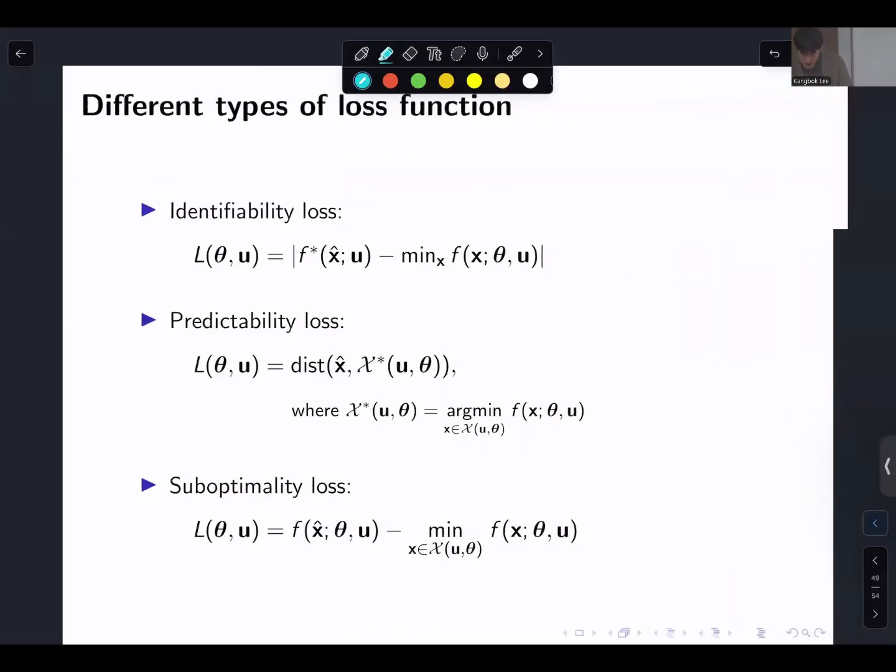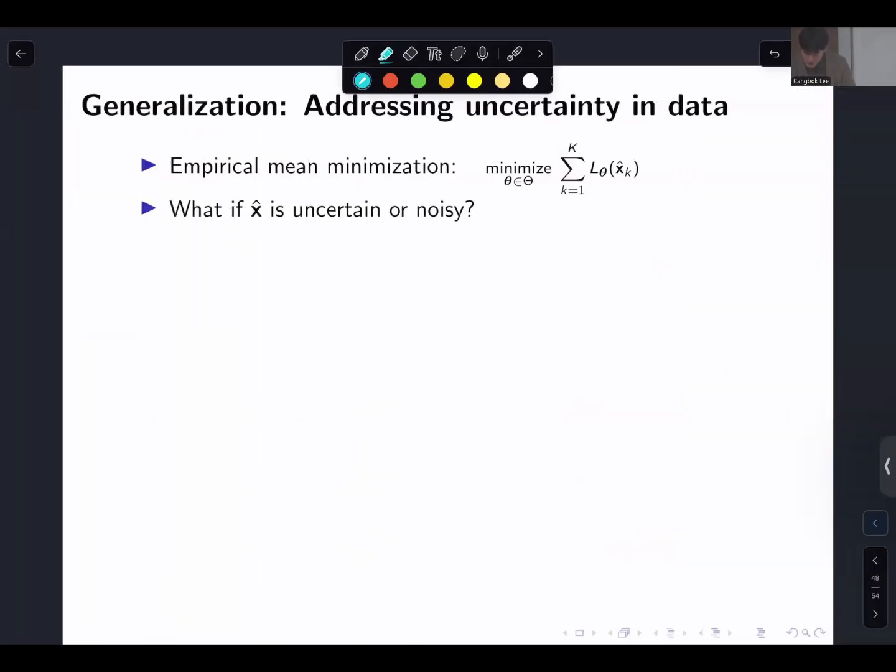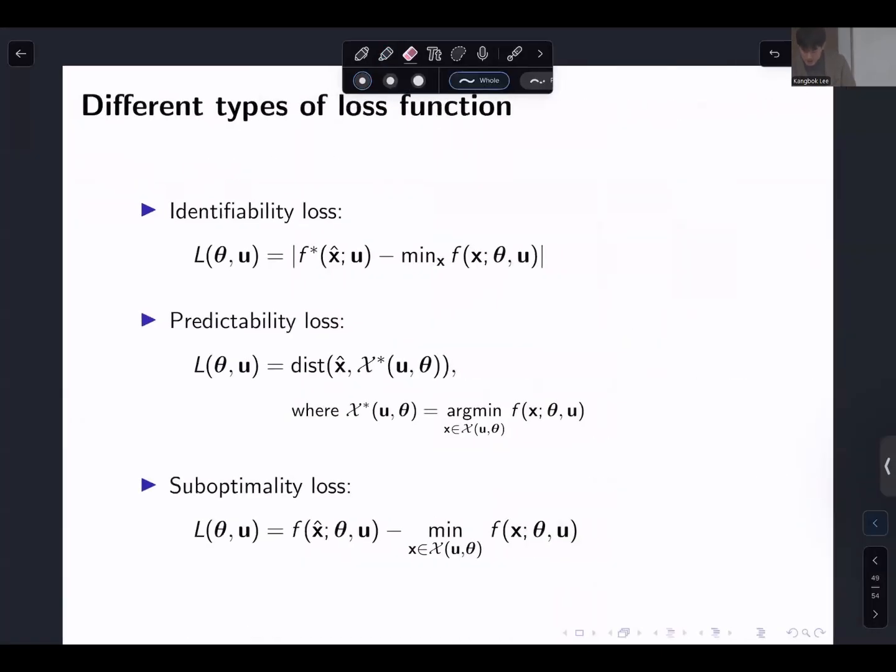Okay, so when it comes to this, you can also introduce different loss functions. There are different loss functions like identifiability loss, predictability loss, and suboptimality loss. We basically talked about all of them already. Predictability loss is the loss function defined in the X space. Suboptimality loss is the loss function defined in the F space. Identifiability loss is the loss against the true parameters. But in real life, we never know what the true parameters are. So identifiability loss is only relevant for validation purposes, not in real life.